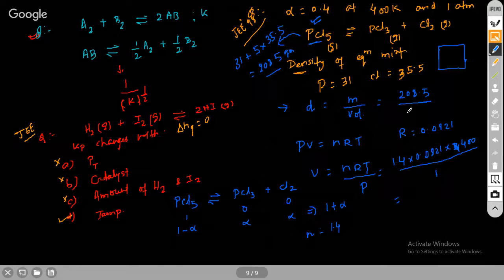So the answer you will get is 4.5354. Just substitute this volume over here and you'll get the answer. The important thing to keep in mind is that the molecular formula of PCl5 you know already. Calculate the total mass, and that mass will not change since this is a case of equilibrium. Okay, next one you see.